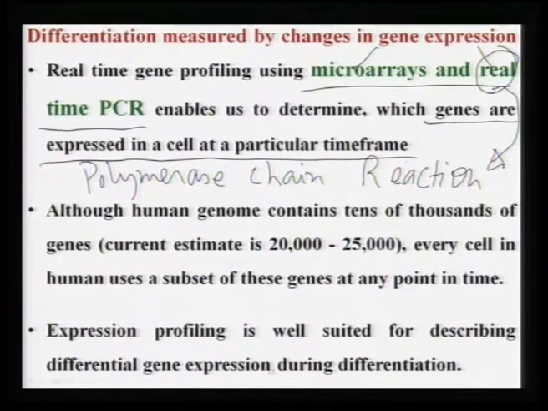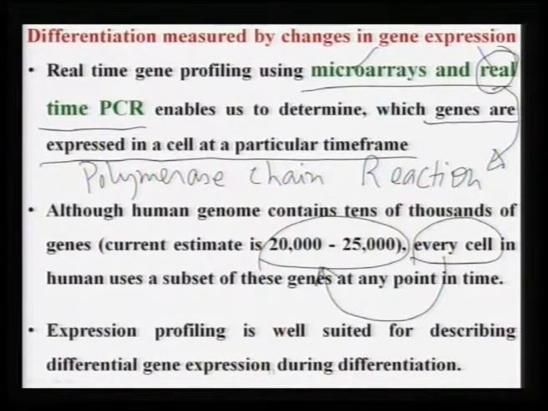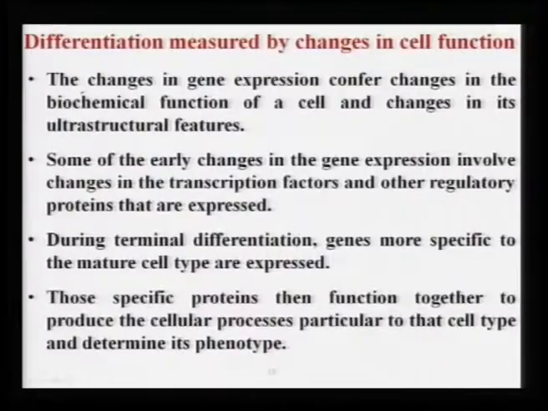Human genomes typically contain tens of thousands of genes, with estimates of 20 to 25,000 different genes, and every cell in a human uses a subset of these genes at any point in time. That means any cell in living conditions uses just a few genes out of the 20-25,000 for its survival or functioning. Now, what about gene expression changes? Changes in gene expression actually confer changes in biochemical function.